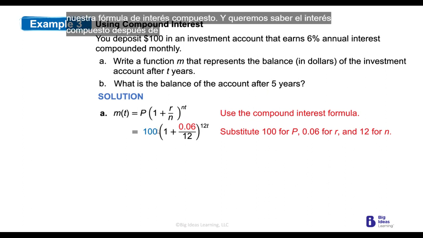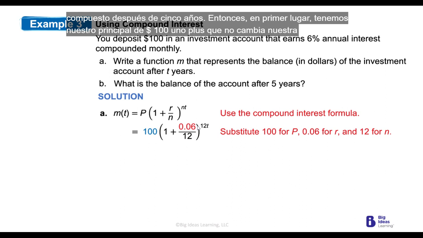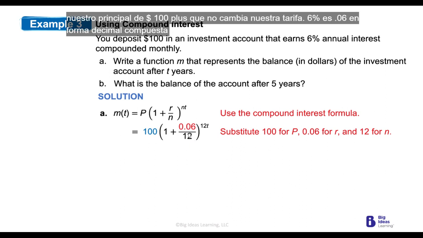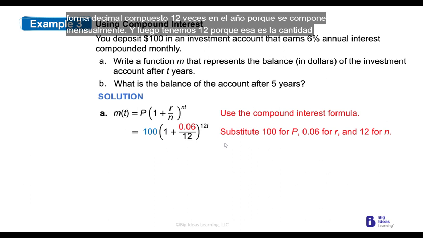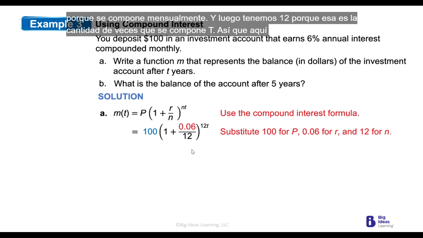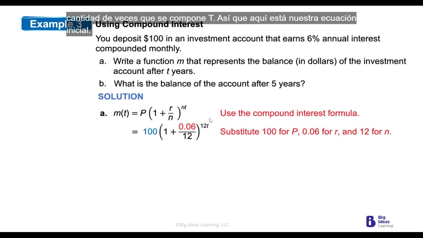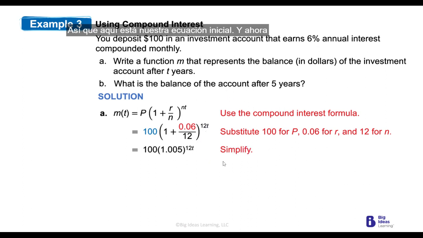So first off, we have our $100 principal, 1 plus, that doesn't change. Our rate, 6%, is 0.06 in decimal form, compounded 12 times in the year because it's compounded monthly. And then we have 12 because that's how many times it's compounded, T. So here is our initial equation. And now let's plug in 5 years for T.